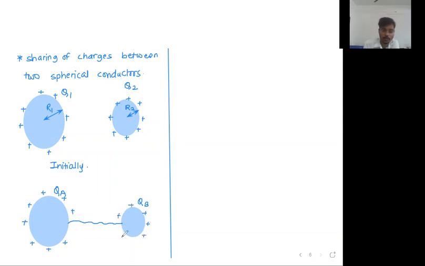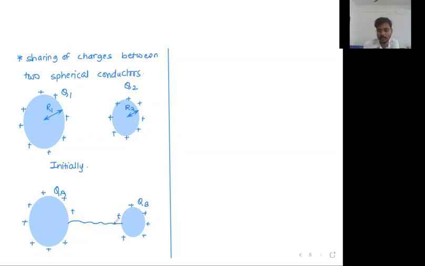This charge will definitely get redistributed. The reason is very simple. Charge always flows from higher potential to lower potential. Initially it cannot flow because air is a non-conductor, so initially charge cannot flow through the air.